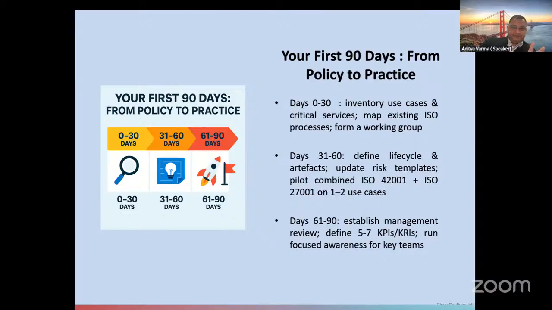If we achieve this, we go on to the third stage, which may be days 61 to 90. In the third phase, you embed and communicate. Establish a regular management review touchpoint where you present early metrics, risks, and lessons. Define 5 to 7 core KPIs, key performance indicators, or KRIs, key result indicators, that you will track. Run targeted awareness for architects, developers, operations, and data scientists, so they understand what is expected of them.